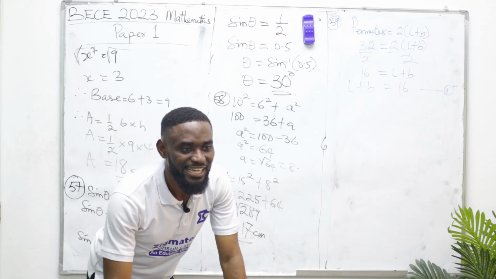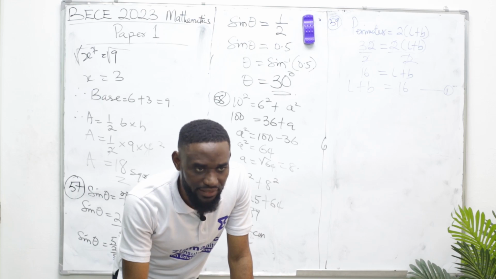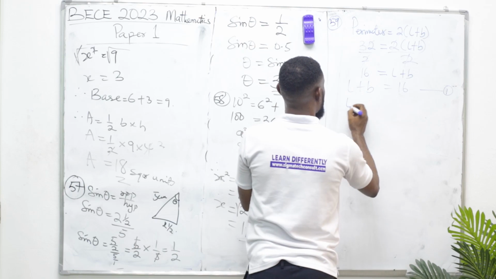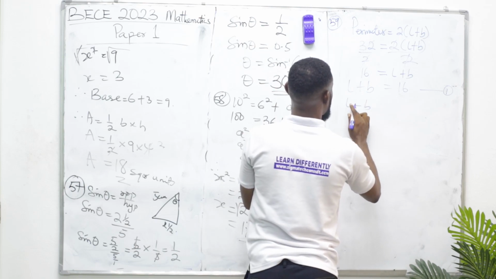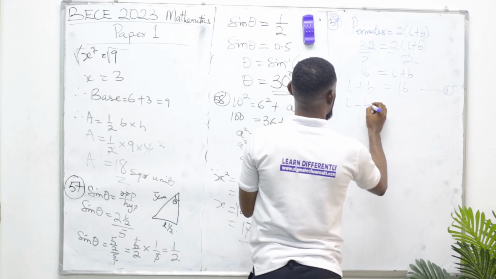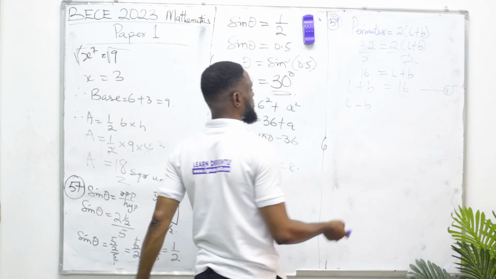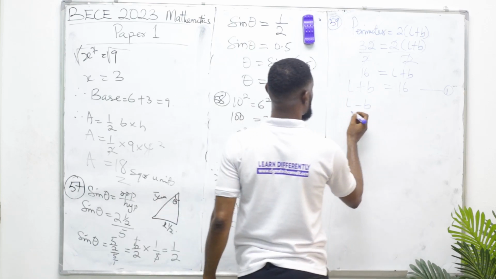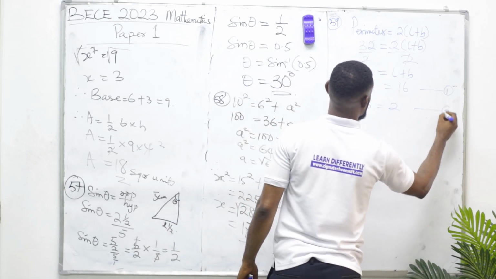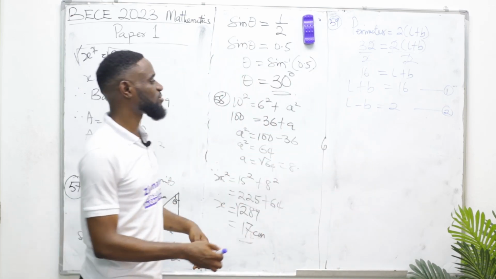The next thing says, if the difference between its length and breadth is 2 cm, meaning L minus B, because in a rectangular shape the length is usually bigger than the breadth. So the positive difference must be this. If it is equal to 2, this is equation 2, right? So we have two equations from that, and we can solve simultaneously now, okay?